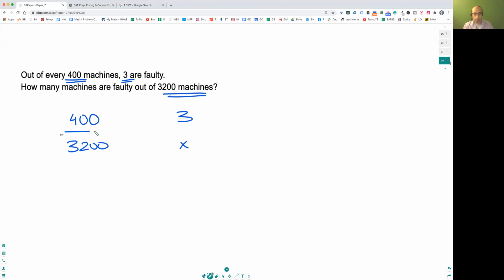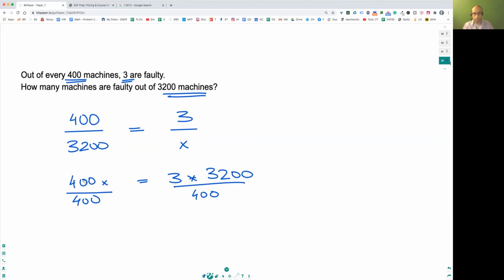Then you're just gonna take a ratio of this, like this is equal to, and then you can cross multiply them. That's a very important skill. 400x, right? Just cross multiply this with this, and then this guy with this. So you're gonna get 3 times 3,200, and now you've got 400x. Now all you gotta do is divide by 400 here, so this cancels out, and you're left with this answer.